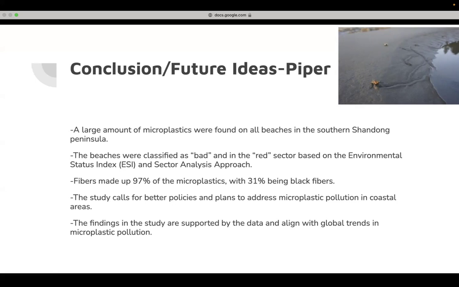The findings are supported by the data and align with global trends in microplastic pollution. This could affect the public by microplastics entering the human body through airborne particles or potential skin contact. This could cause health concerns such as inflammation in the lungs, which is something I think we should all pay attention to. Future directions based on this experiment could lead researchers to do this experiment in other coastal areas or using chemical fingerprinting to trace the origins of these microplastics.